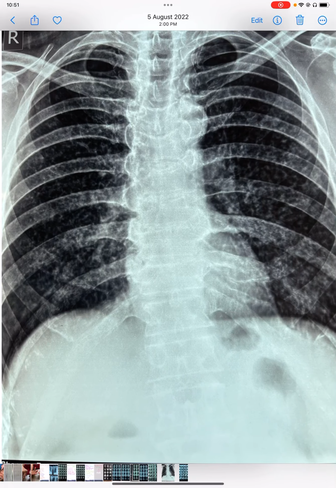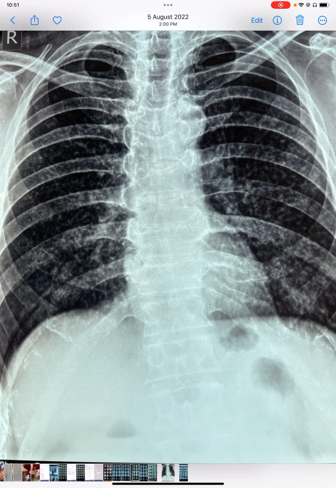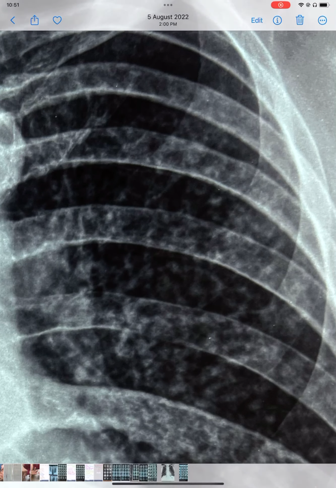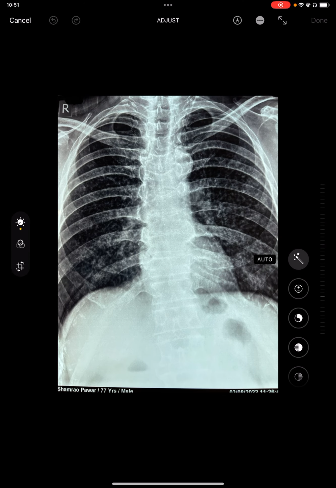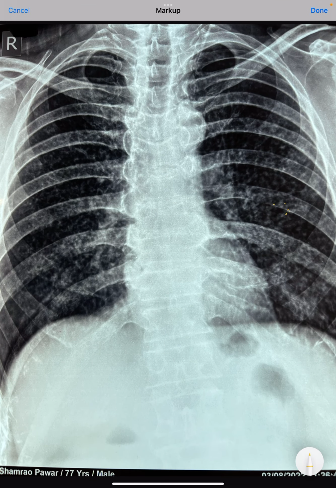This is the X-ray of the same patient where we can see very typical, very unique mottling. You can see that mottling is present in both bilateral lung fields. We can see very small, rounded, hyperdense lesions, which again suggest miliary tuberculosis.